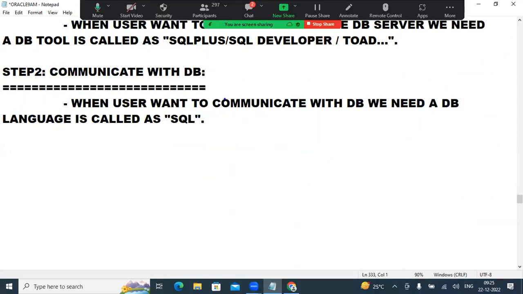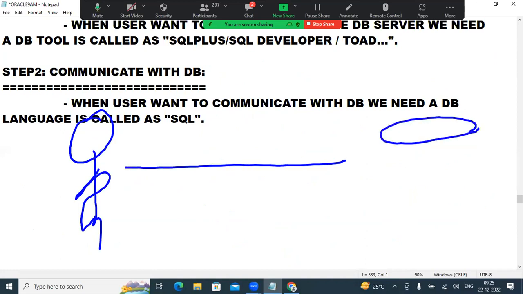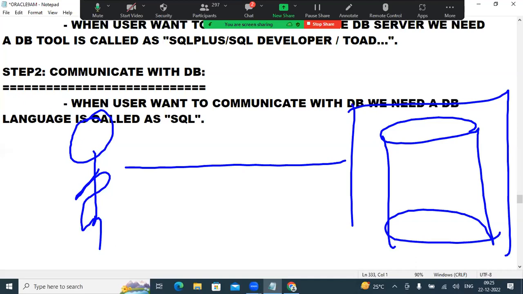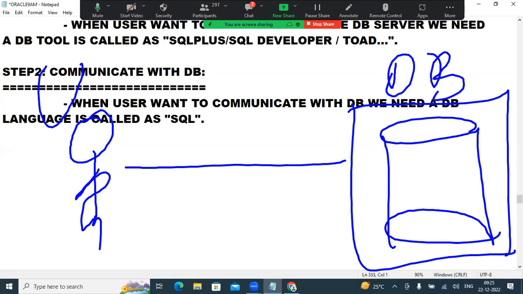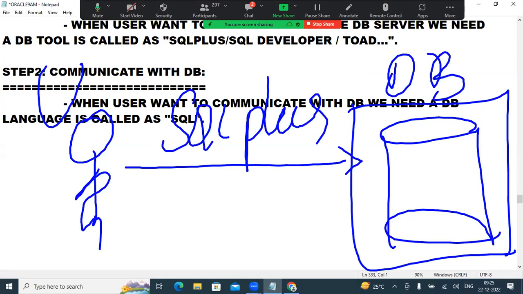Here, carefully observe. In real time, you are a programmer, a Java programmer or database programmer or any other technology programmer. You need to communicate with your database. This is the user, this is your database. When the user wants to communicate with my database, first I need to connect. For the connectivity purpose, the tool I'm using is called SQL Plus. This SQL Plus is similar to your mobile.